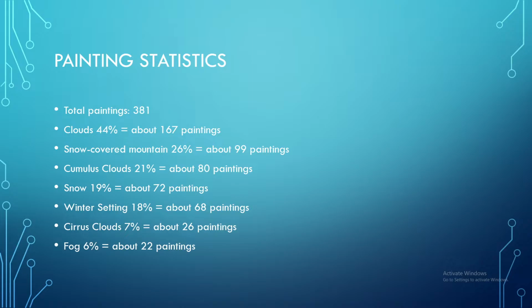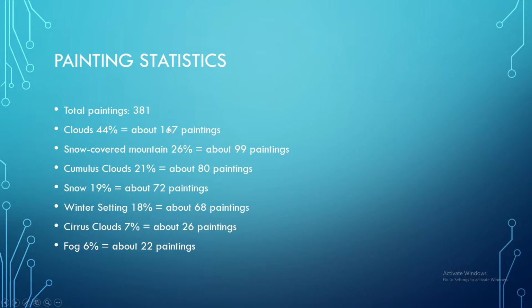So here are the painting statistics. Out of 381 total paintings, the chances for clouds to show up was 44%, snow-covered mountains was 26%, cumulus clouds was 21%, snow was 19%, a winter setting in general was 18%, cirrus clouds 7%, and fog at 6%. The way I got these numbers, like the 167, 99, is I took the percentage given in the article and multiplied that by the 381 paintings.